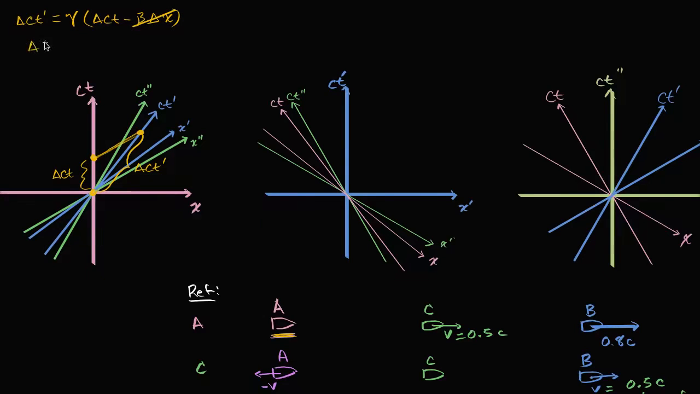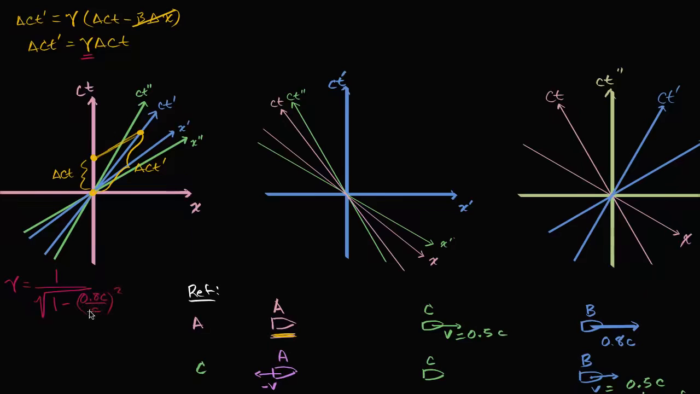So our change in CT prime is going to be equal to the Lorentz factor times our change in CT. And our Lorentz factor is going to be greater than 1. I can actually calculate that. Let's do it. So the Lorentz factor here, gamma, is going to be equal to 1 over the square root of 1 minus B's relative velocity, 0.8c, over the speed of light squared.